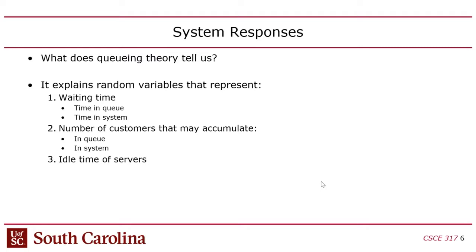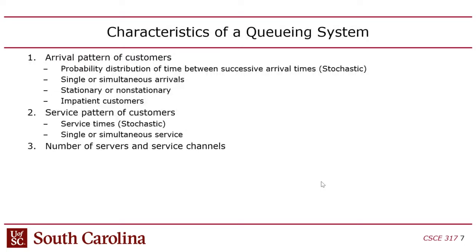There's also a distinction. I mentioned that the queuing system includes both the queue and the servers. So when you talk about waiting time, you can split it into time in the queue versus time in the whole system. And the same thing with the number of customers that may accumulate: just in the queue, or in the whole system. So just keep in mind that the queuing system includes the queue and the servers.